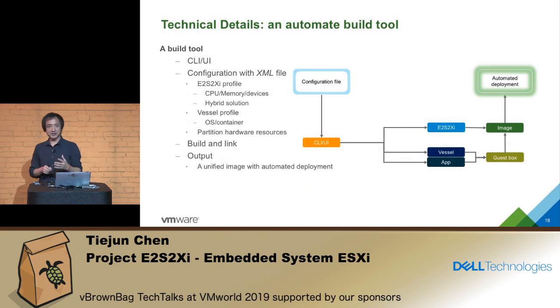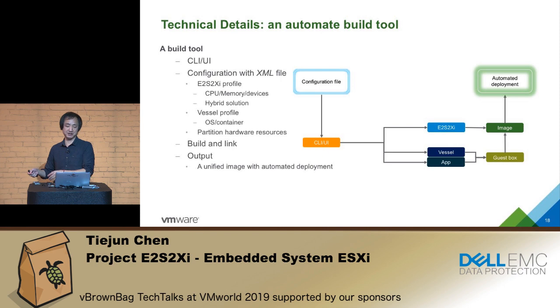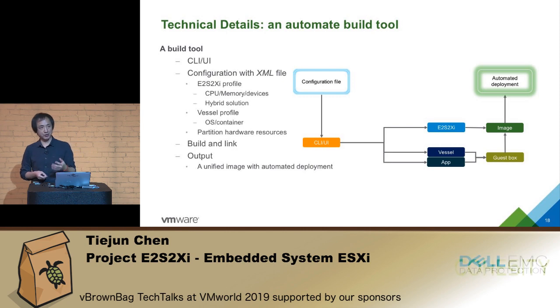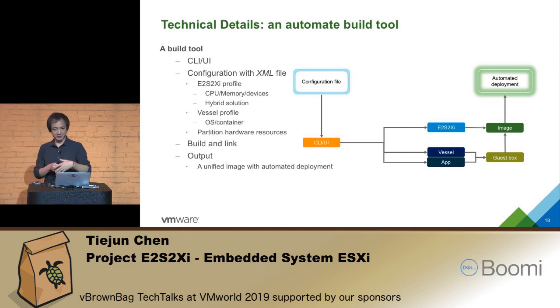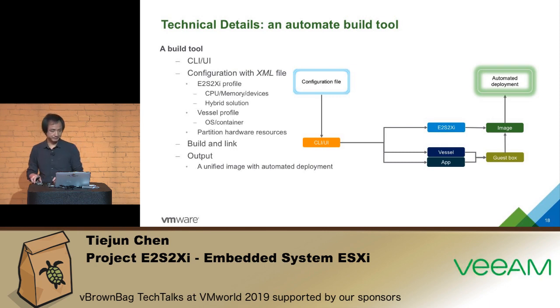Okay, another question is how to give that delivery in the production environment. We need this automotive builder tool. You just tell me what kind of delivery you want to build. You need to consider the hardware platform, what kind of profile for the ESXi, and what kind of profile for the application, and then we can build that delivery and install it into the final product.